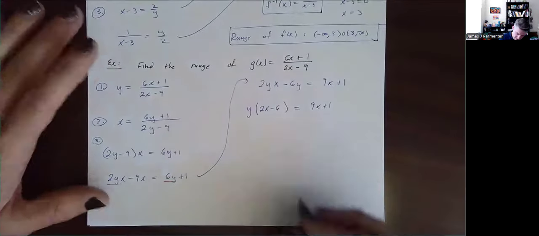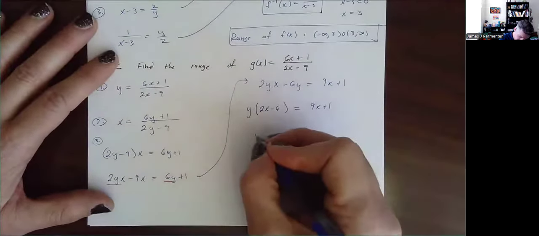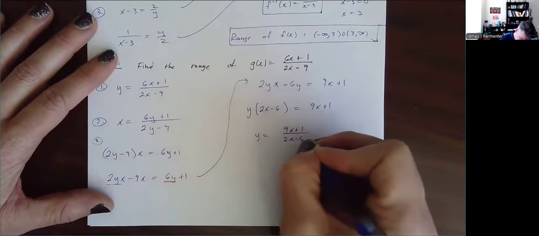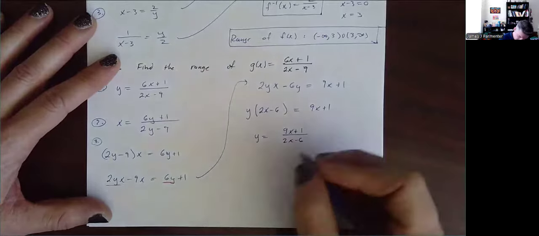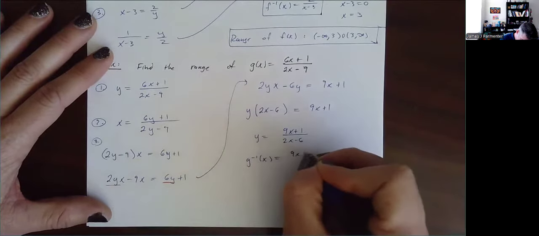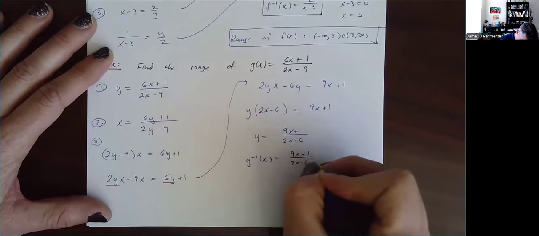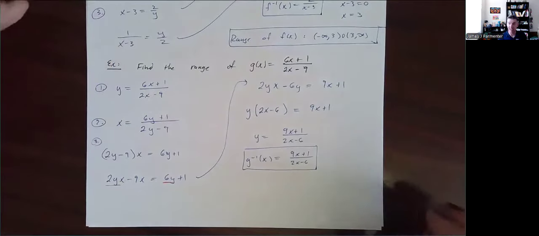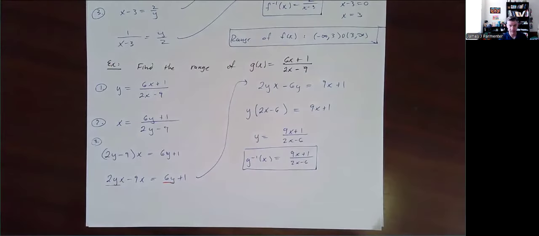Divide both sides by whatever's multiplied by y here. So y is going to equal 9x plus 1 over 2x minus 6. And then finally, we rewrite it as g inverse of x equals 9x plus 1 over 2x minus 6. And then, kind of accidentally, I didn't mean for this answer to be the same as the previous one because they're not necessarily the same. They just happen to be here.